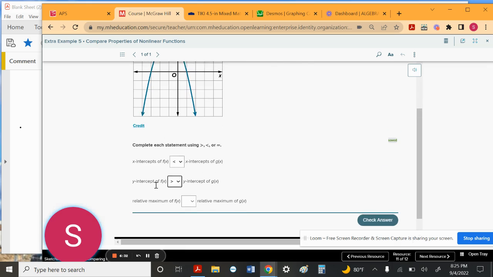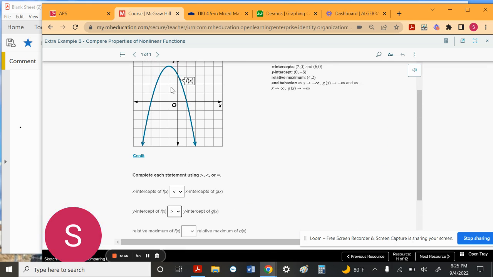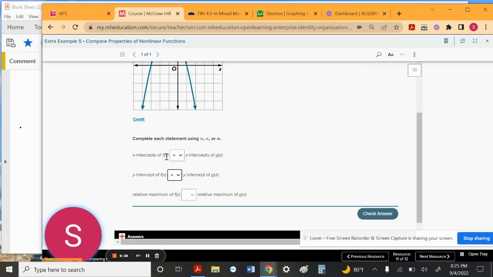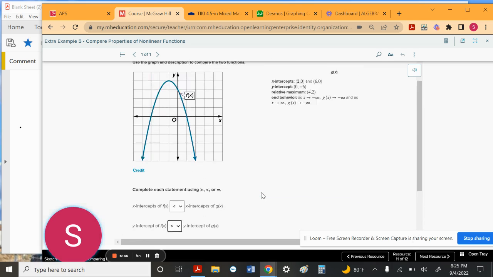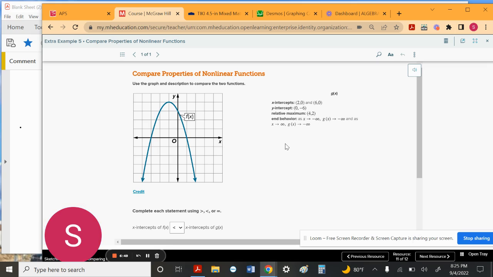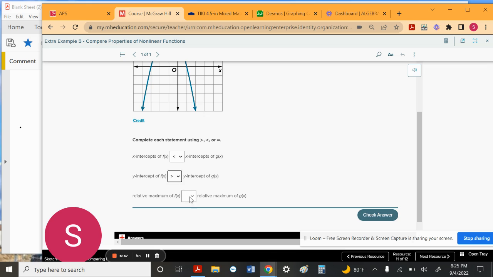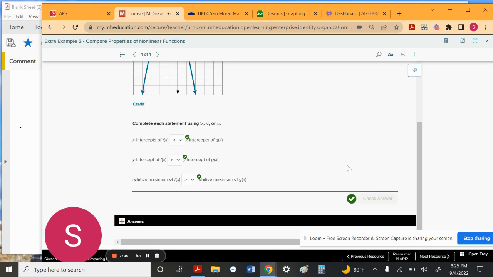The relative maximum of f of x, which is located at negative 1, positive 4, and that's really not a relative maximum, that's actually the maximum, is the relative maximum of g of x. So the relative maximum is located at 4, 2. So that means the y value is 2. This y value is 4. So that means that the relative maximum has to be greater than. And I think that should be okay. Okay, looks good. So we just go through those. We go to the next resource. And I think we have another check. And we are now done with section 1.1.